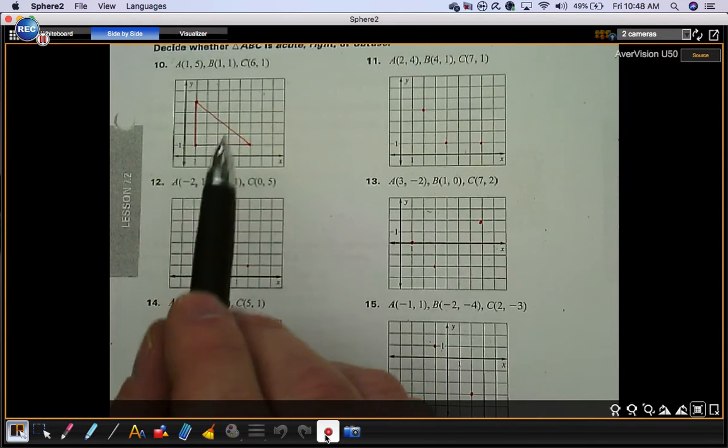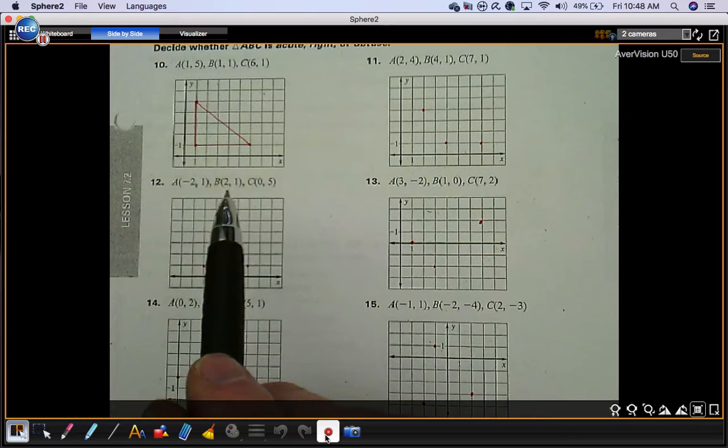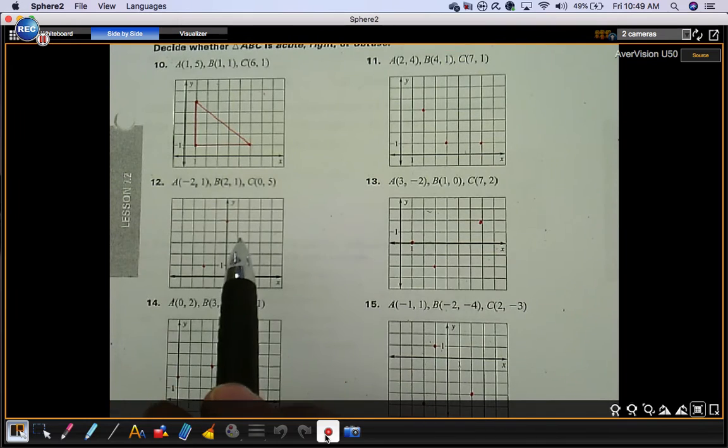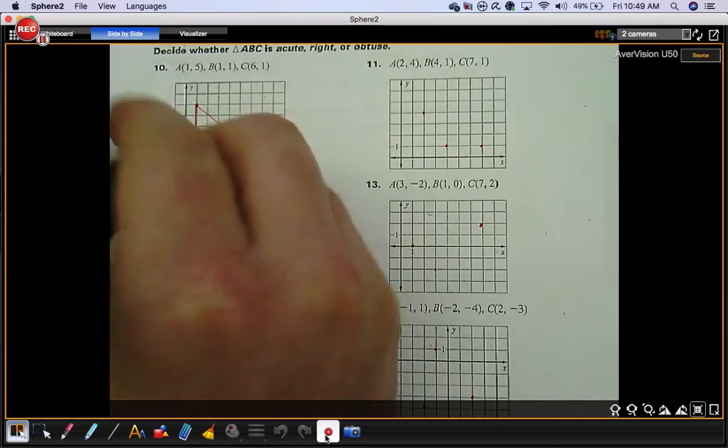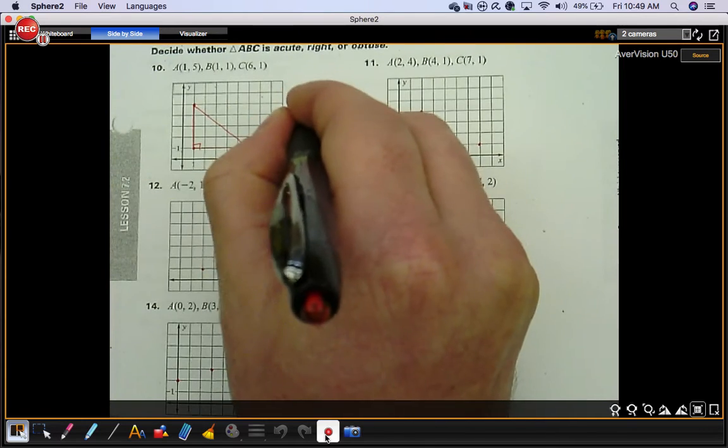you're going to know what kind of triangle it is. So just based on appearance, what does it look like? Yeah, it looks like a right triangle for sure. How do you know it's a right triangle? Well, that's vertical and that's horizontal. Simple enough. That's a right triangle.